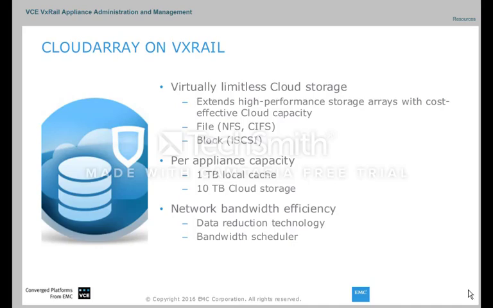EMC Cloud Array also enables organizations to extend their SAN and NAS with on-demand cloud storage, providing a permanent solution for block and file capacity expansion, off-site storage, and data archiving. Each VXRail appliance is being offered with 1 terabyte of local cache and up to 10 terabytes of cloud-based storage, extending VXRail to the cloud. Additional licenses are available to expand as needed.